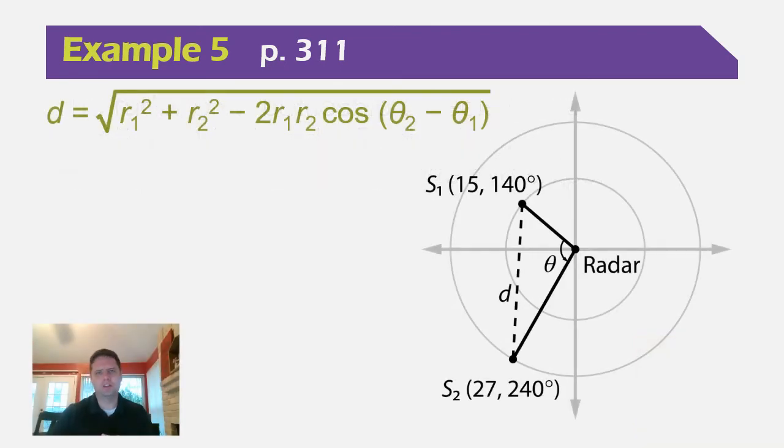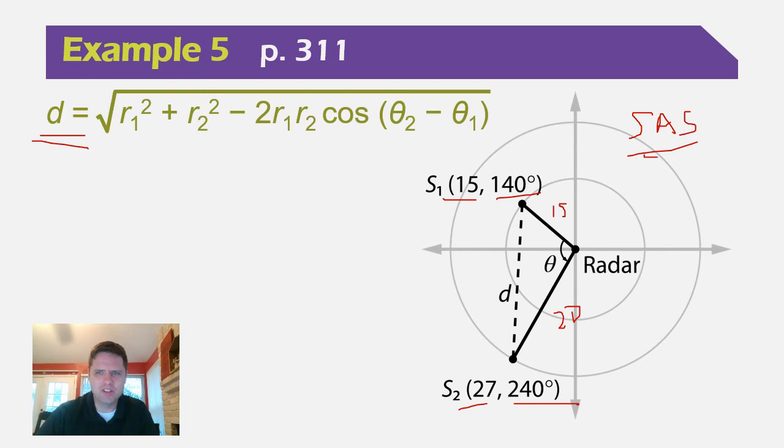Well, let's draw a little picture here. Notice that here's the radar. Here we have the two ships being represented. The first one was 15 miles at 140 degrees, the other one at 27 at 240 degrees. And so now, by the distance formula that we just had, all we do is plug in each of these things. Notice what we have. We have a measurement of a side, and a measurement of a side, and we have an angle. We have side, angle, side, which is prime for the law of cosines. So this is the law of cosines being utilized to find the distance d here.